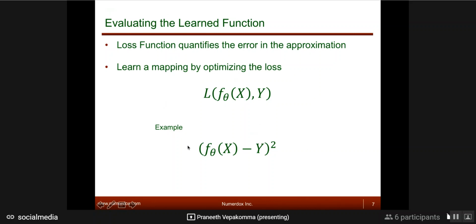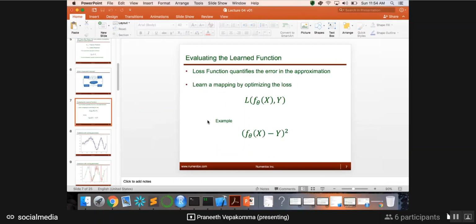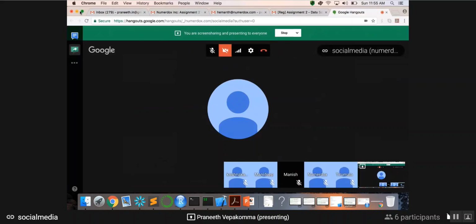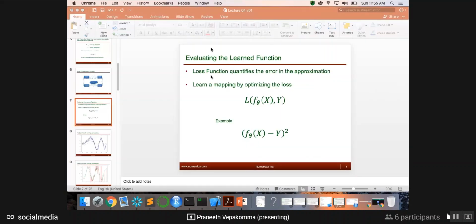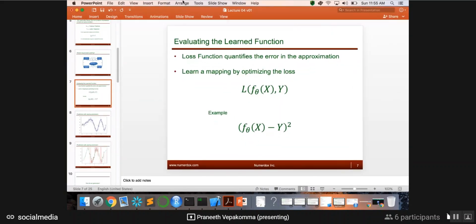Any questions at this point on where we are heading towards? Are we okay with the speed right now? All right, so I'm assuming we're doing fine. Okay, so let's continue on with where we're going.